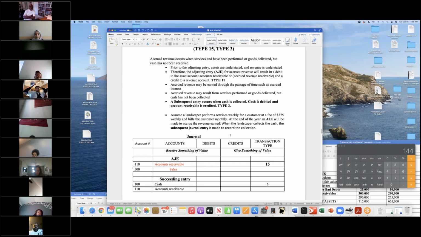So can you all handle this journal entry, these two journal entries? Can you all handle it? Like do it on our own? Yeah.